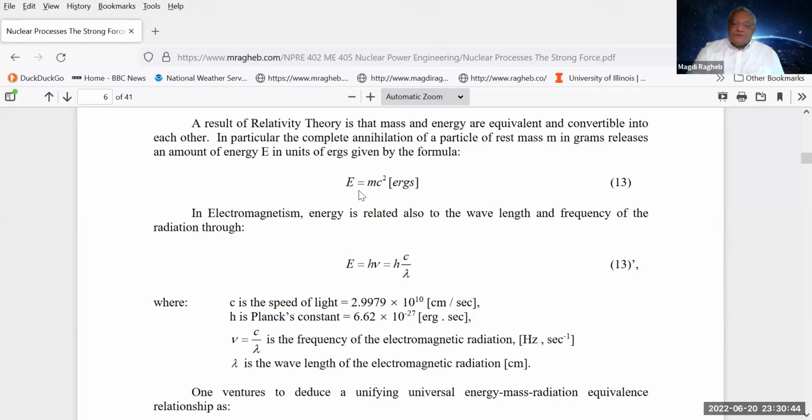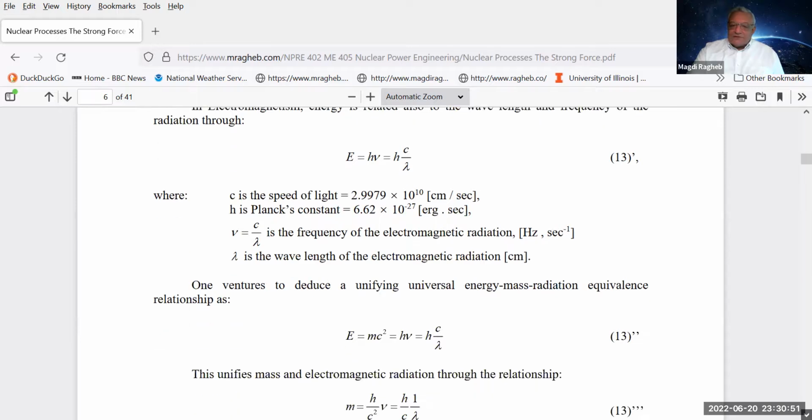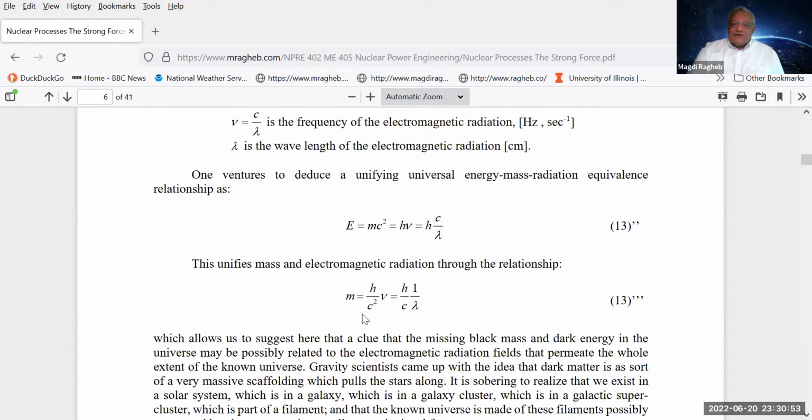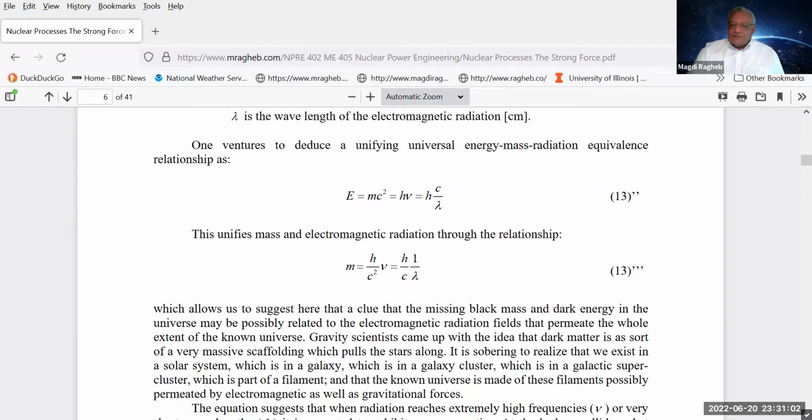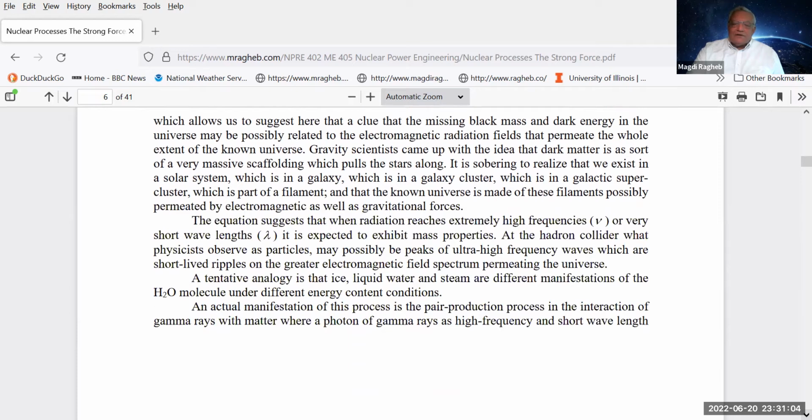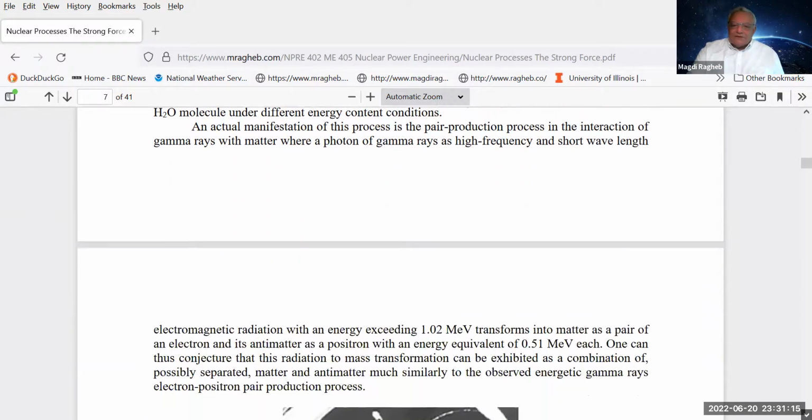So if you, again, as I gave it to you as an assignment, equate the two together, you find an interesting, intriguing equation that relates mass to the frequency of the electromagnetic radiation. So this allows us to give a clue on what you have heard about as dark energy and dark matter in the universe.